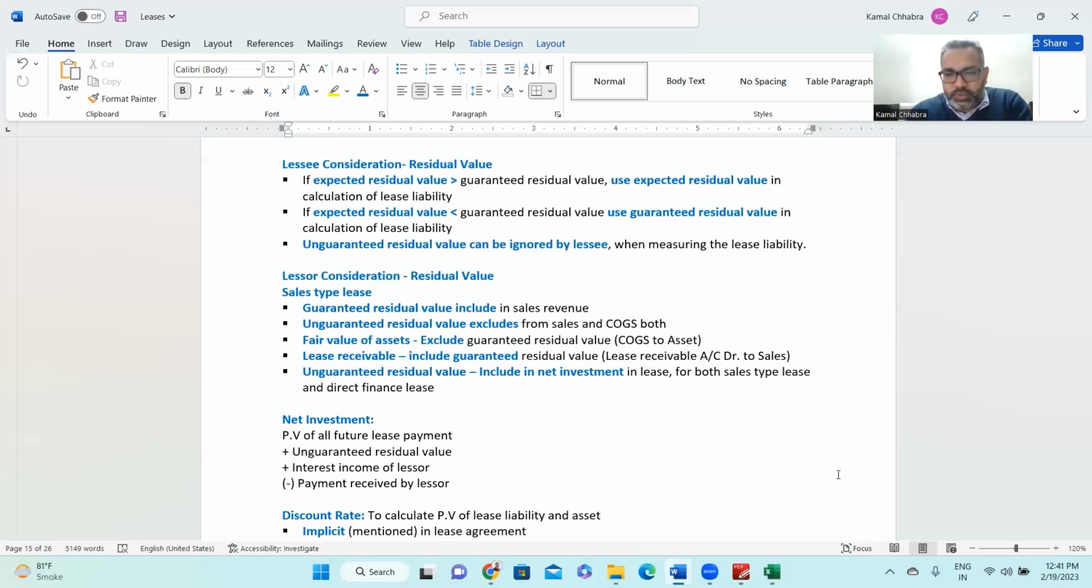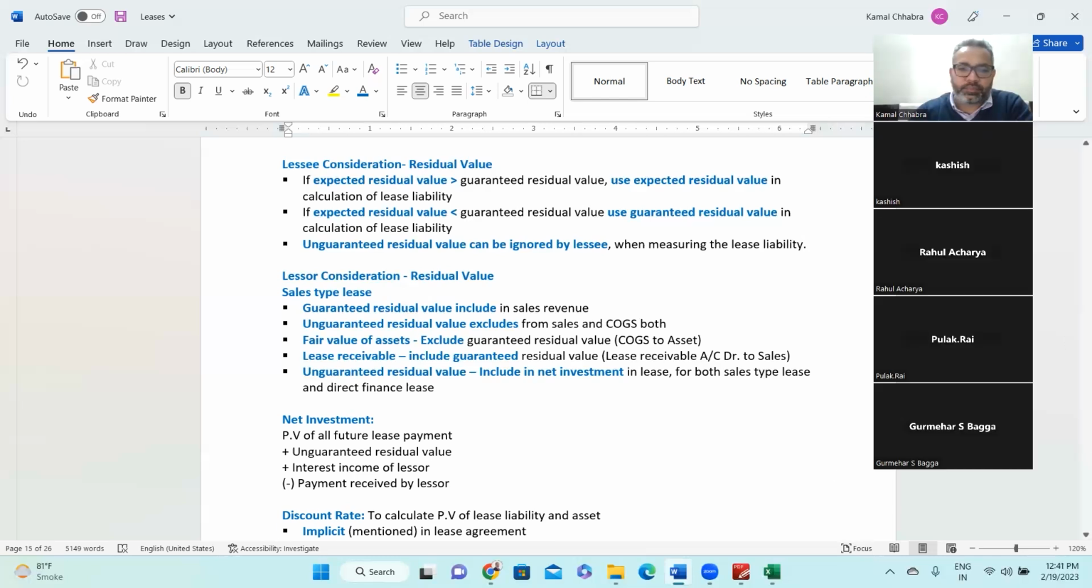Unguaranteed, I got it. Unguaranteed residual value can be ignored by the lessee because that is not guaranteed by the lessee, whereas the lessor will be considering it. From the lessee side, unguaranteed residual value is not relevant information. Make sense? Everyone comfortable? Yes, sir. So now look at the lessor side.